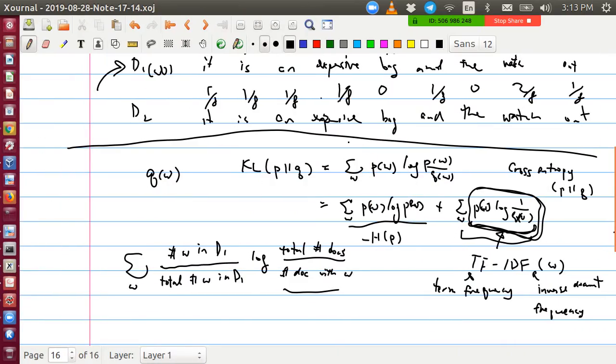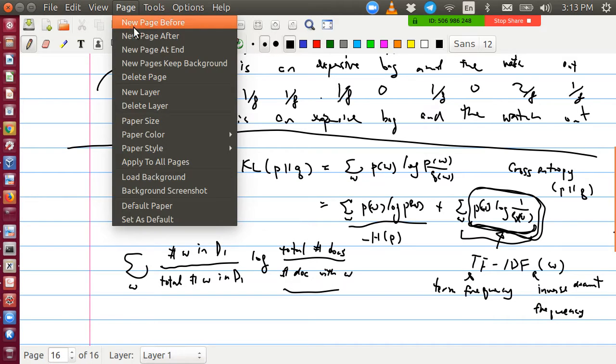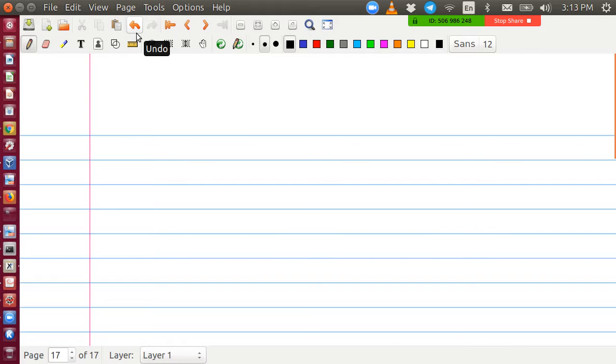Okay, now let me start with some new things here. Let me just open a new page. So we mentioned the KL divergence and entropy, joint entropy. Now we'll talk about mutual information.